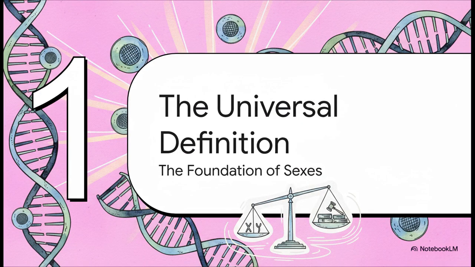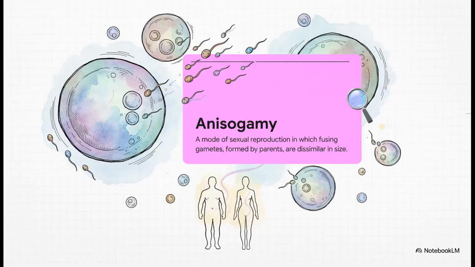Okay, let's get right into part one, the universal definition. We're going to strip away all the layers of complexity for a second and get right down to the one core principle that really started it all. The answer to our big question, it all comes down to this one biological concept, anisogamy.